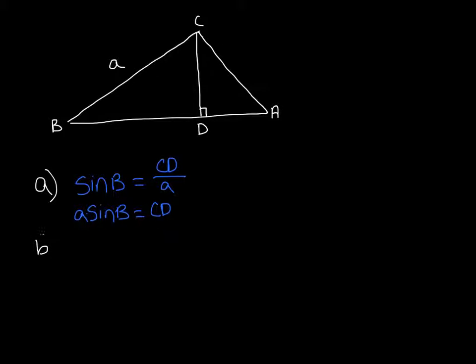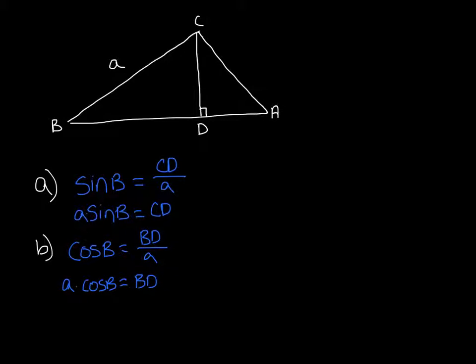All right. Part B is asking us about BD in terms of angle B and side A. So BD is right here. We've still got this angle, so now we're using the adjacent side and the hypotenuse. That's going to be cosine. So cosine of angle B is going to be BD over that side A. Going to multiply both sides by A again. A times cos B is BD. And there you have it. There's BD in terms of angle B and A.